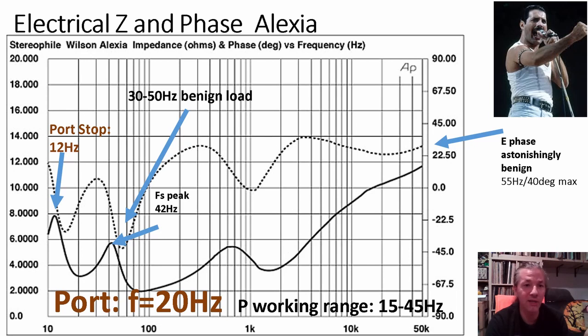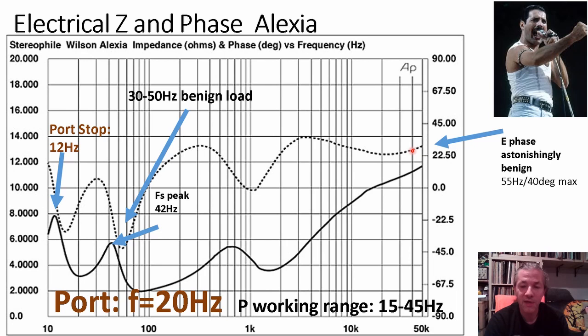And now let's look at the electrical parameters, the impedance curves. So this is the impedance curve of the Alexia, this line here. We see the scale from 2 ohms up to 20 ohms, and from 10 hertz up to 50 kilohertz. At 10 hertz we have about 6 ohms and it goes up to 8, dives to 3, then goes up to 6, dives to 2 ohms, and then it goes up.